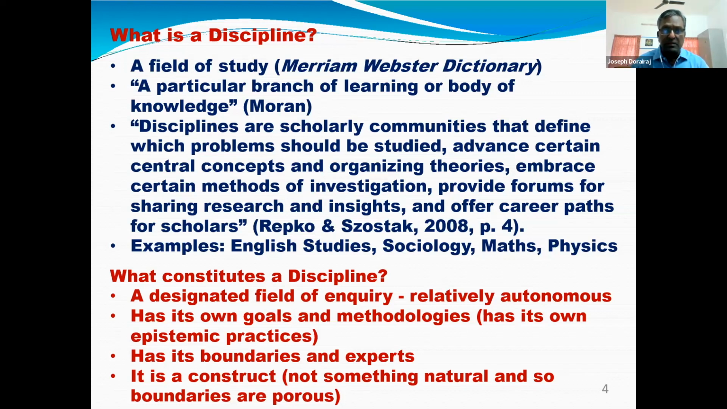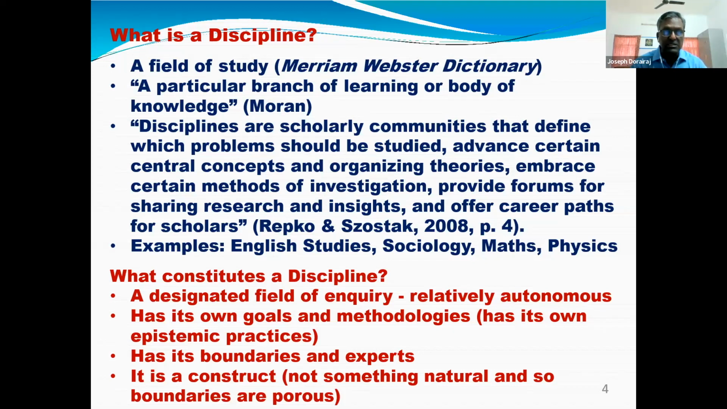Now, the second criterion, whether it is English studies or maths or sociology, is that the discipline, that subject, has its own goals and methodologies. And I would like to use an important expression. It has its own epistemic practices. I repeat, it has its own epistemic practices. And the word epistemic or epistemology is very important. As we all know, the word epistemology has been taken from philosophy, and it talks about theory of knowledge. So this is the second criterion. Physics or maths or English studies should have its own goals and methodologies.